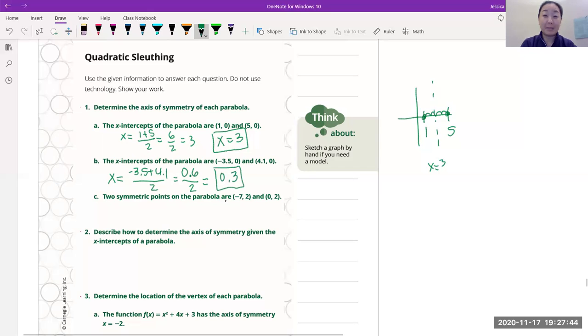Oh, I made a mistake. My bad, I didn't write it as an answer. X is equal to 0.3. Okay, so right at 0.3, that's going to be your AOS.